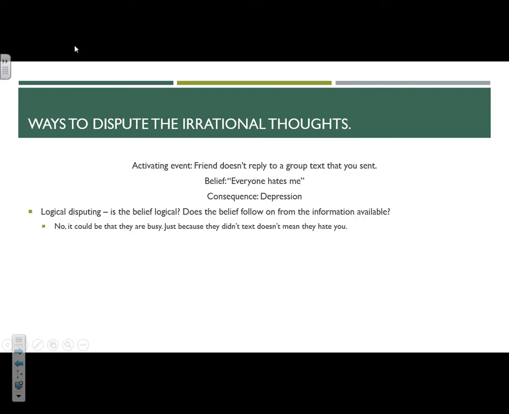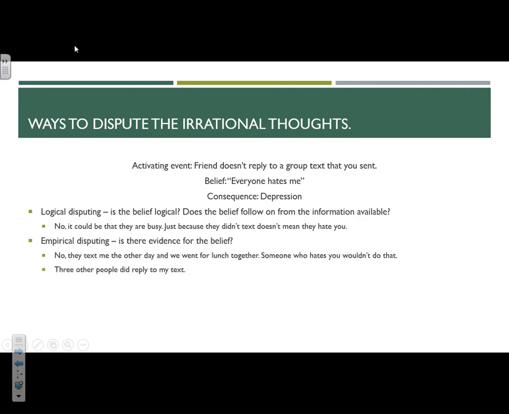Is it logical to think that just because one person doesn't reply to a group message, it's logical to believe that everybody hates them? And does it follow on from previous information that we've got that's available? And you'd say no, it could be that they're busy. Just because they didn't text doesn't mean they hate you. So thinking about the available information around you. So if you're logical, previously they were in touch with you, they were kind to you, they were good friends. So that's probably not the case. Or even if they hated you, other people would still like you.